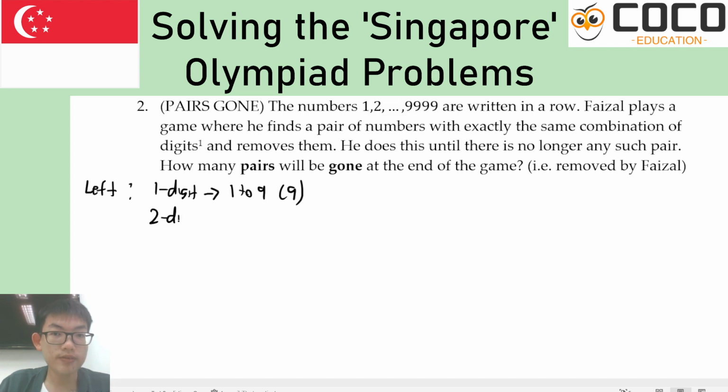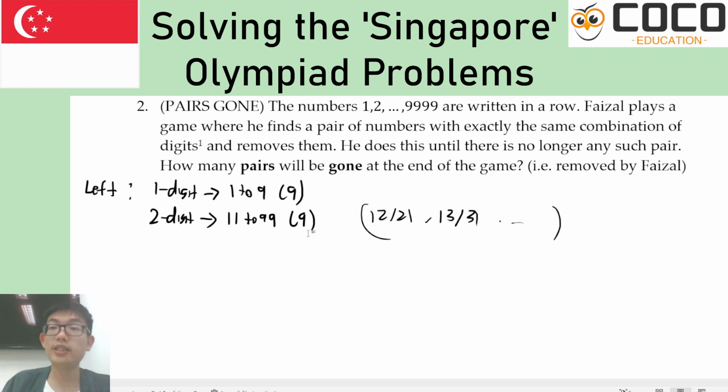For 2 digit, all of your reversers can be removed. So what will be left will be just your 11 to 99. Obviously those are standalone, as well as the ones with zeros. 10 to 90 will also remain. Those are the only ones that will remain, because those are the only ones which you cannot find the reverse to pair up with.